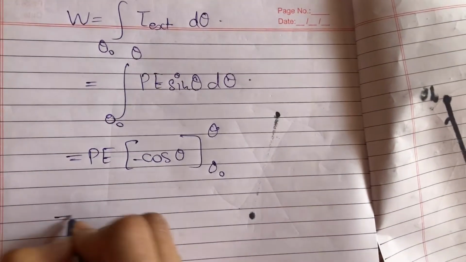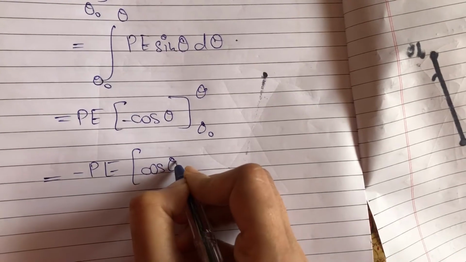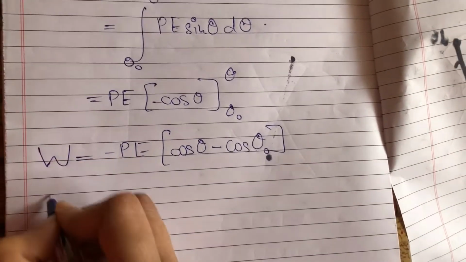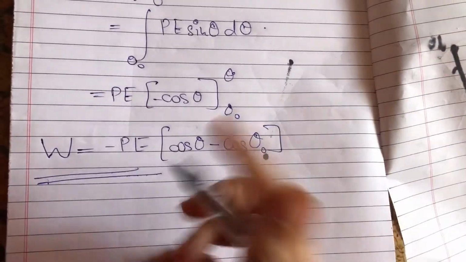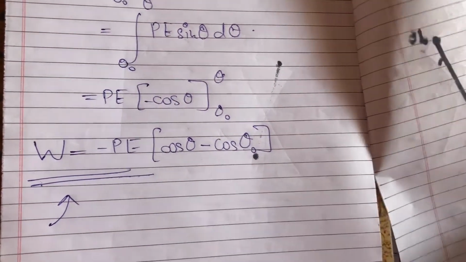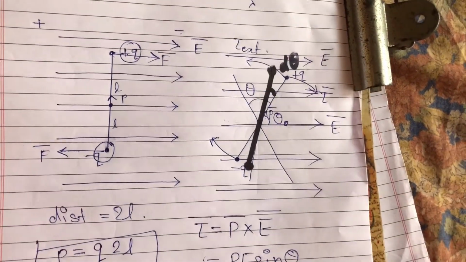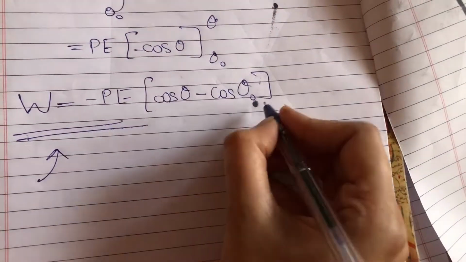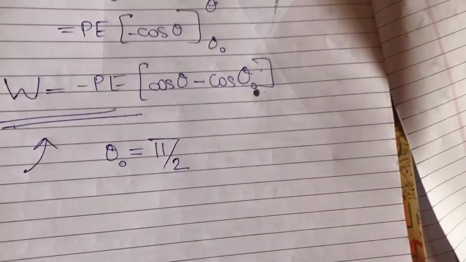Now upper limit minus lower limit. Before that I'll remove this minus out of the integration. So it is cos theta naught minus cos theta. This is the work done. This is the formula of work done if you want to rotate your dipole from some angle to some angle. Now suppose the initial angle theta naught was pi by 2, then what would happen to the formula?